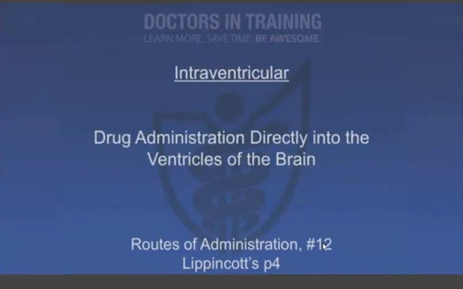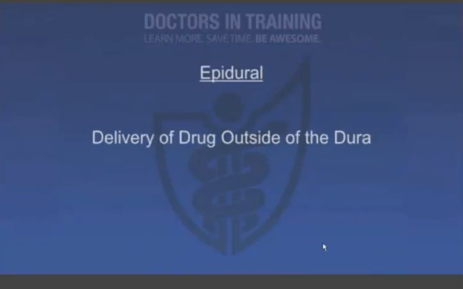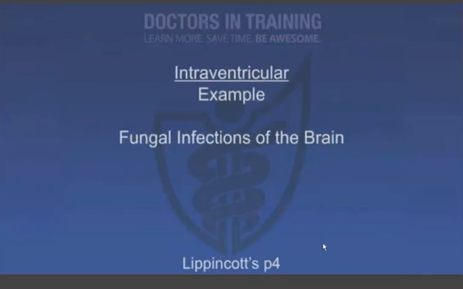Intraventricularly means delivering the drug into the ventricles of the brain. You have a catheter that's tunneled through the skin and under the skull and then into the ventricles. Some examples would include amphotericin B, that's delivered intrathecally for cryptococcal meningitis, or spinal anesthesia, which is intrathecal delivery of an anesthetic agent rather than epidural anesthesia, where you're delivering the drug outside of the dura. Intraventricular administration of drug is also sometimes used to treat fungal infections of the brain.